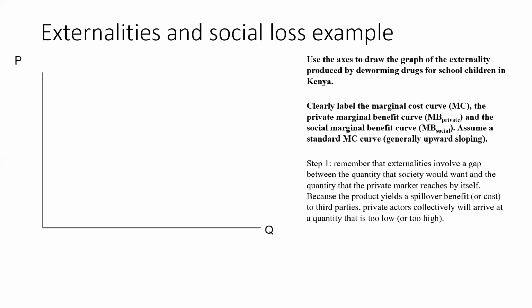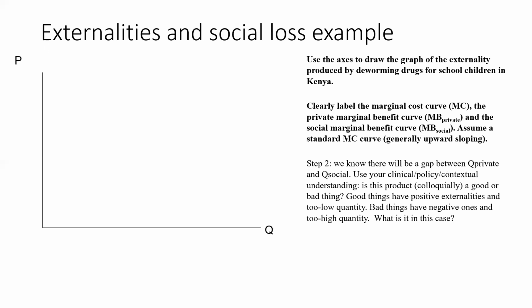But step one is to remember that when you're thinking about externalities, there's going to be some kind of a gap between the quantity that society would want and the quantity that the private market reaches all by itself. So externalities have spillover benefits or spillover costs that go to third parties that are not part of the transaction. And that means that private actors are collectively going to arrive at a quantity that's either too low in the case of a positive externality or too high in the case of a negative externality.